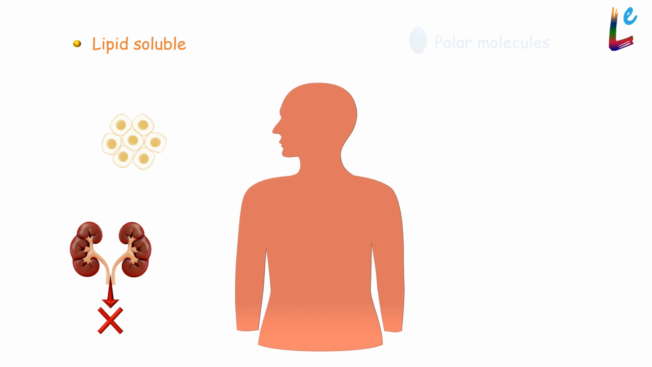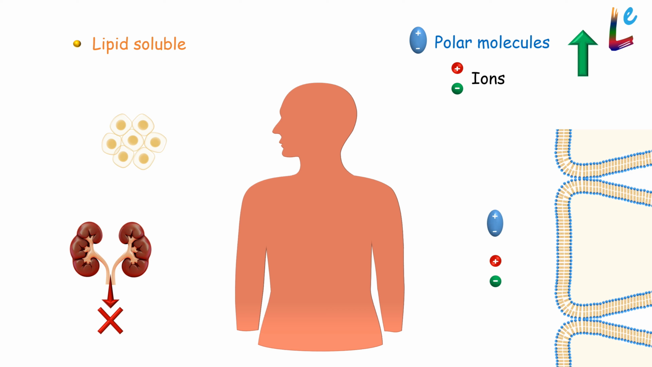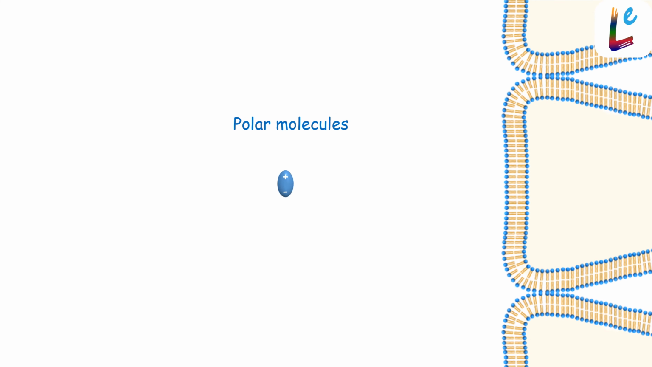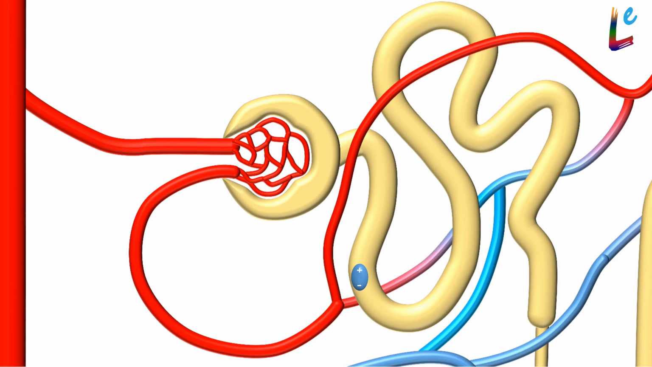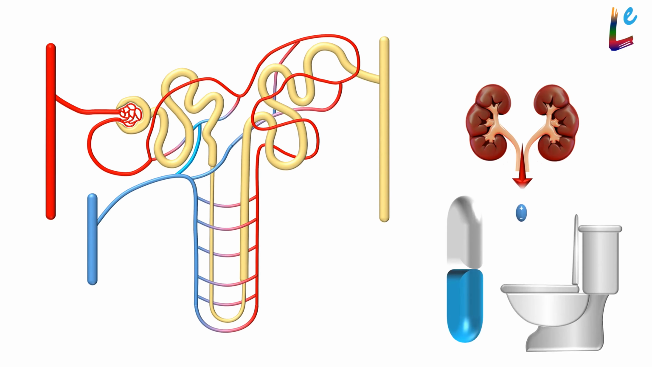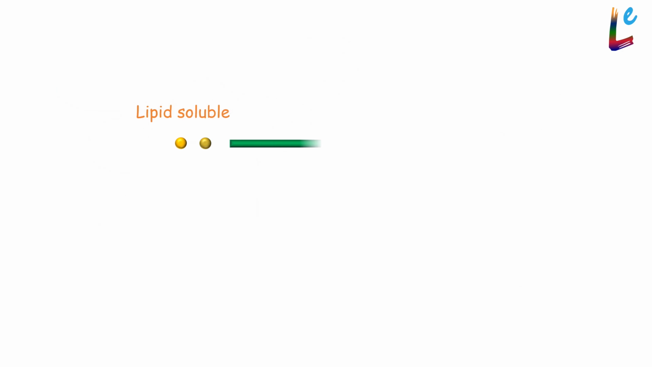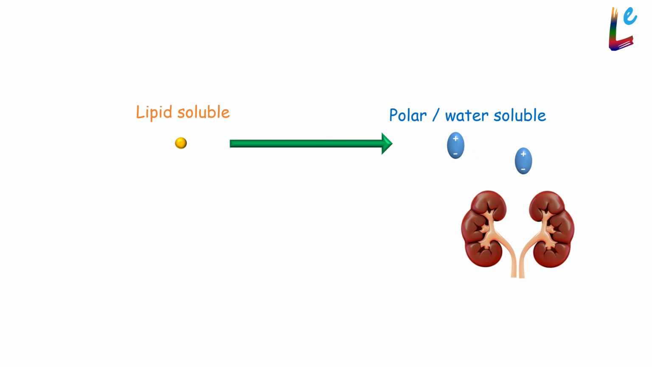On the other hand, for a polar molecule or an ion, this is not a problem. We have seen in the video series on passage of drugs across the plasma membranes that large polar molecules and ions cannot cross the lipid bilayer by simple diffusion. So, a polar molecule is less likely to move into tissues, and once it reaches the tubular lumen, it is unlikely to be reabsorbed and can therefore be easily excreted. Clearly, if the body can convert the lipid-soluble xenobiotic into a polar form, it can be efficiently excreted.